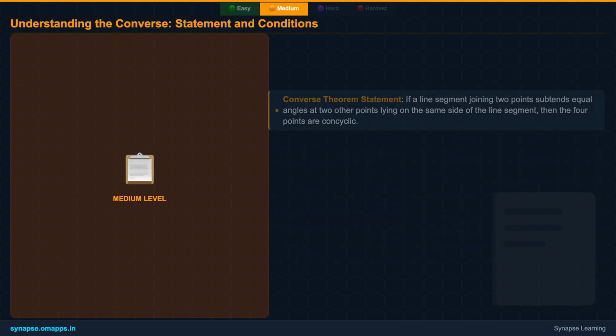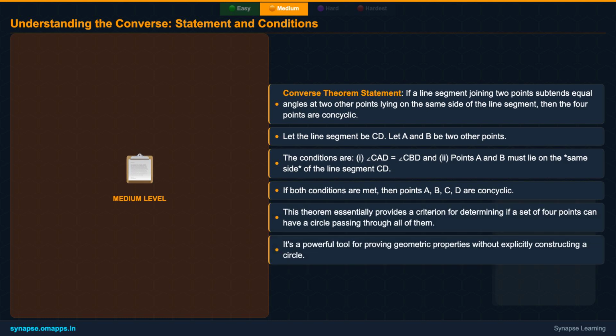The converse theorem statement is precise. If a line segment, let's call it CD, subtends equal angles at 2 other distinct points, A and B, and these points A and B lie on the same side of the line segment CD, then all 4 points A, B, C, D are concyclic.